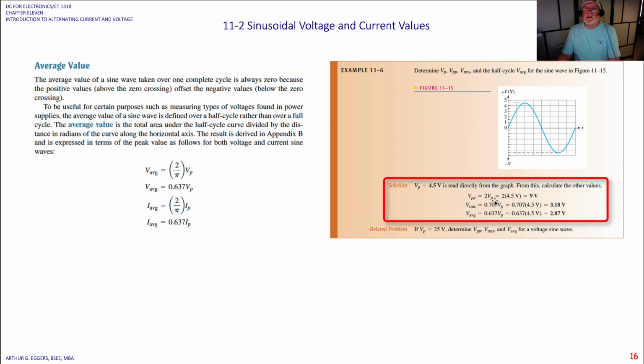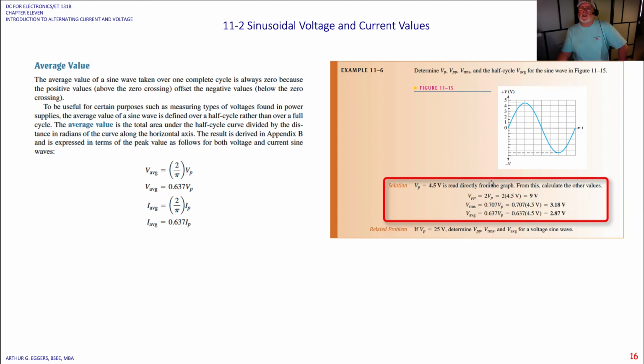Peak to peak then is 2 times that value. So all I have to do, I don't have to measure anything, just double it. 4.5 twice gives me 9 volts. The RMS value is a factor of 70.7% or 0.707 times the peak value. That gives me 3.18 volts. The average value then is 0.637 times the peak, which gives me 2.87.